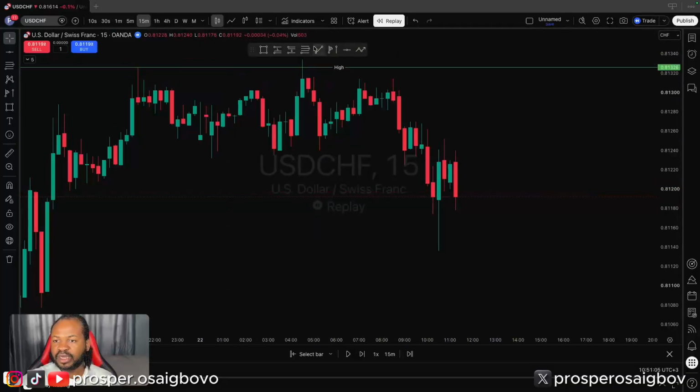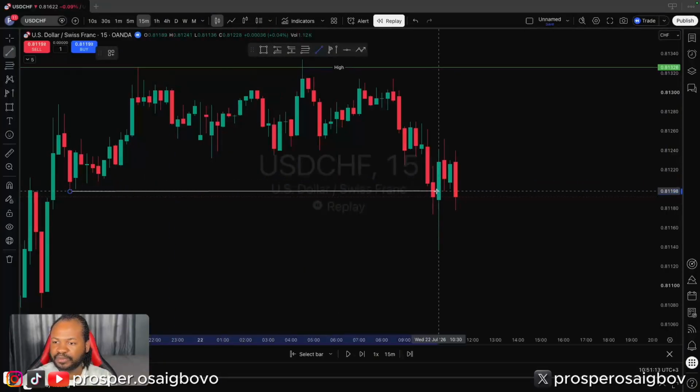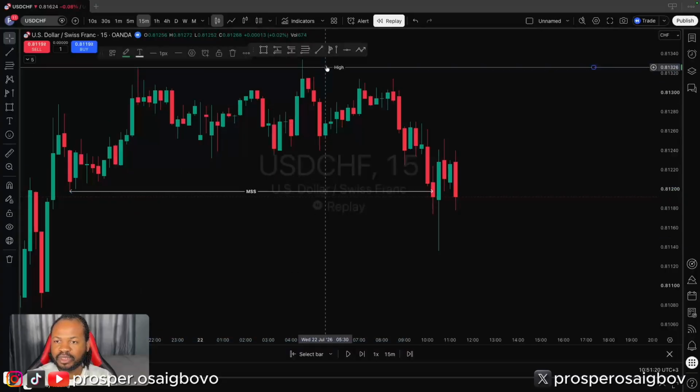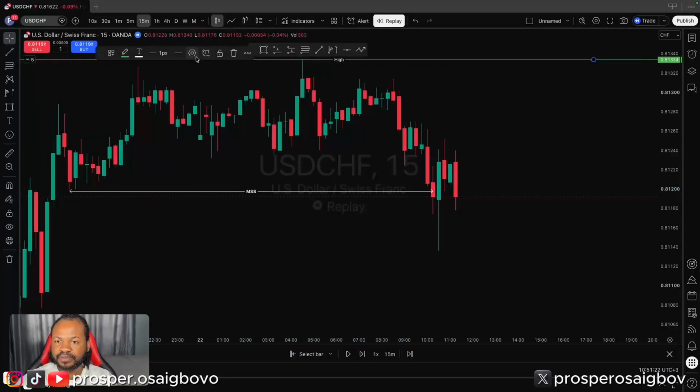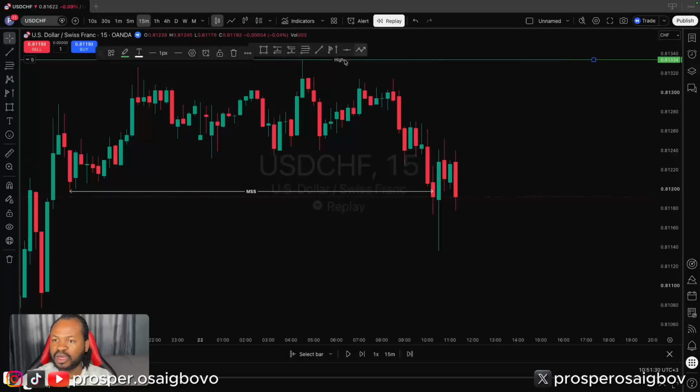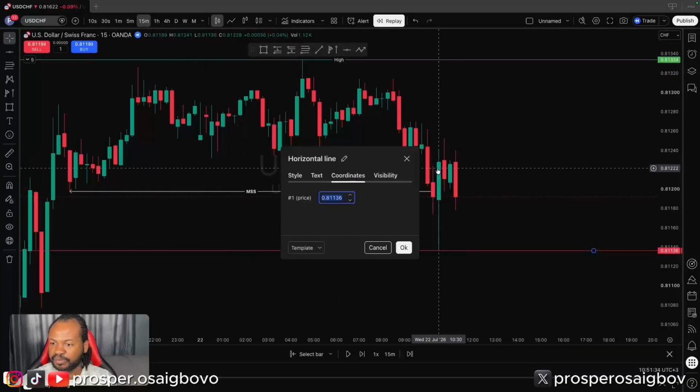Okay. So I have a market shift from this low, which is 0.81198. So we have a market structure shift here. And now we have our range high to be this, which is 0.81334. And then we have the range low, which is also this. Okay. And the range low is 0.81136. Okay. So this is the range low.